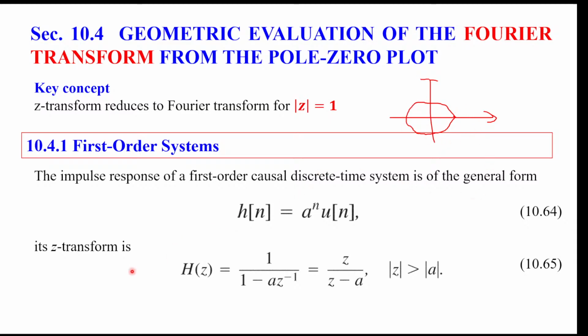Okay. And so basically here we just go straight into an example. We have a first order system. We didn't actually talk about what a first order system is, but anyway, it's a system with this kind of impulse response, which is our very familiar function: a to the n u of n. So we have a causal first order system with this impulse response.